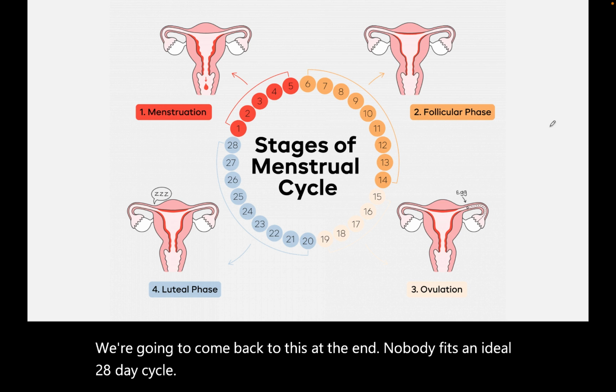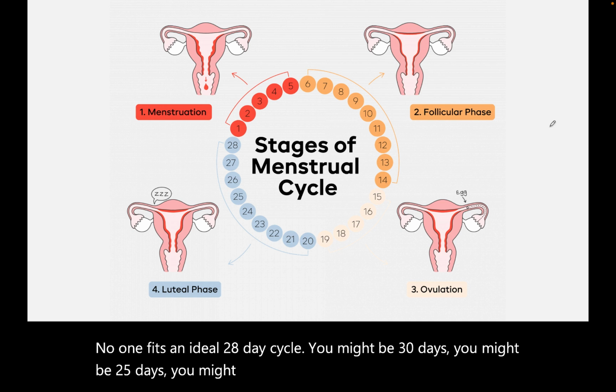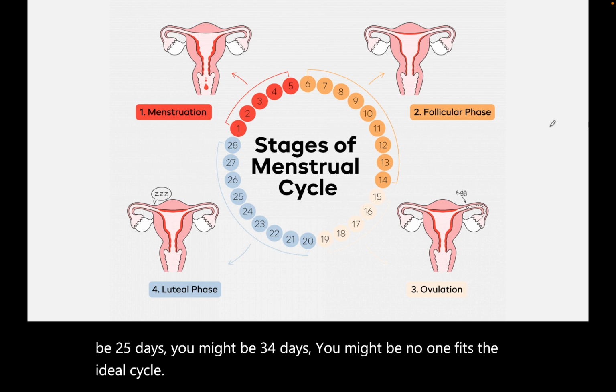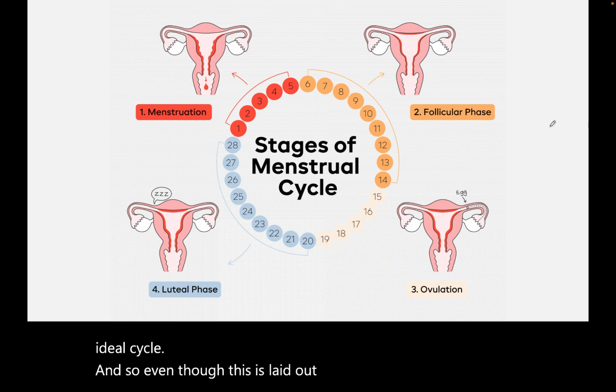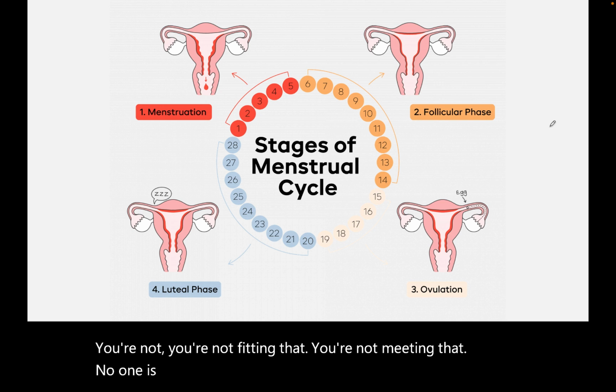No one fits an ideal 28-day cycle. You might be 30 days, you might be 25 days, you might be 34 days. No one fits the ideal cycle. And so even though this is laid out as a 28-day cycle, you're not fitting that. You're not meeting that. No one is. And so don't get bogged down by this, right?